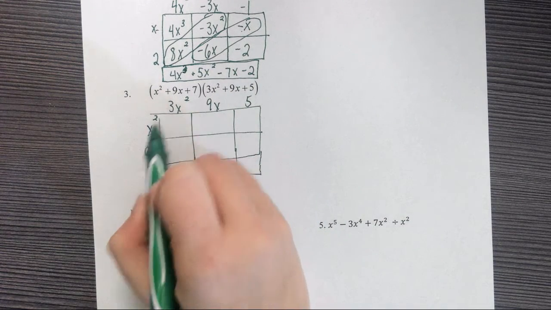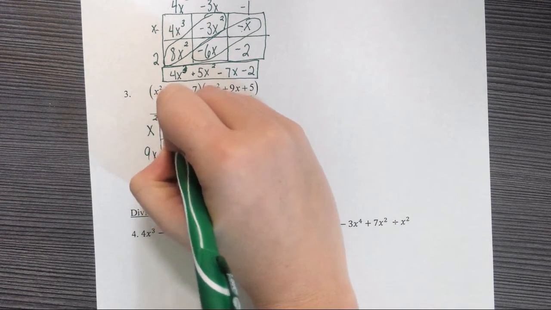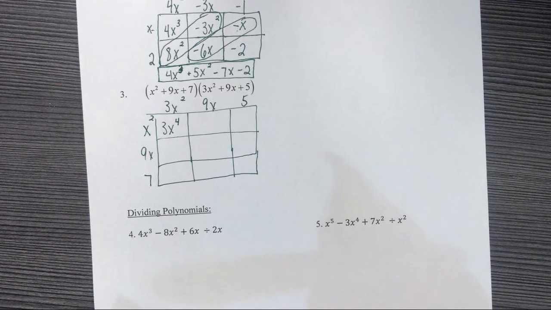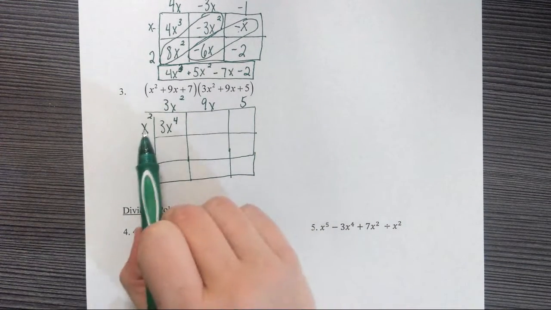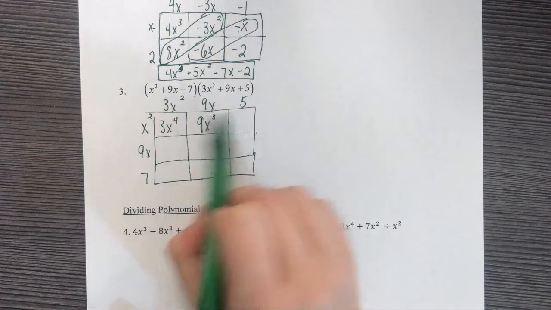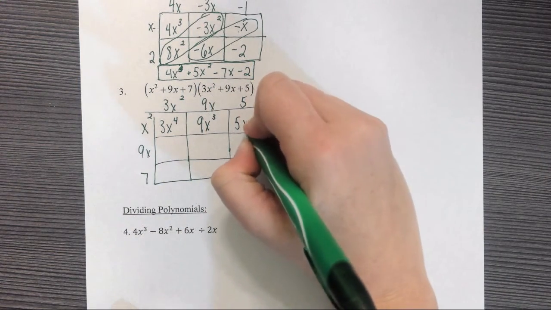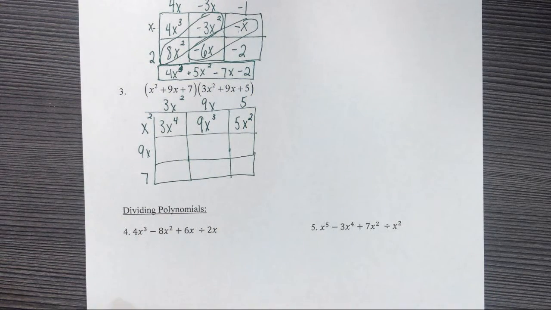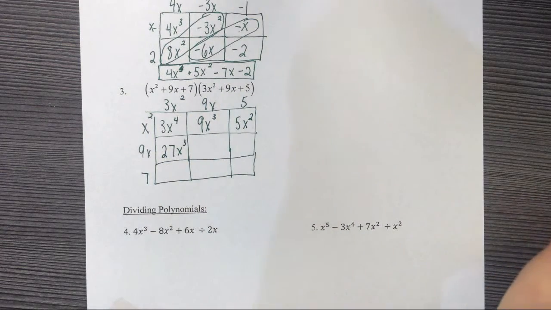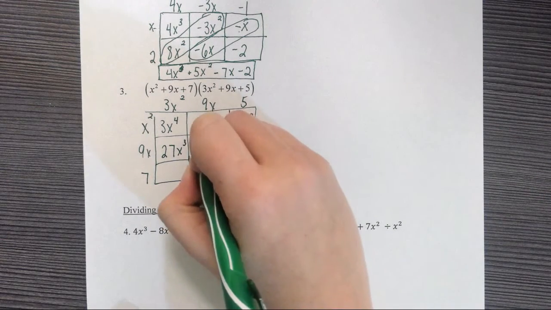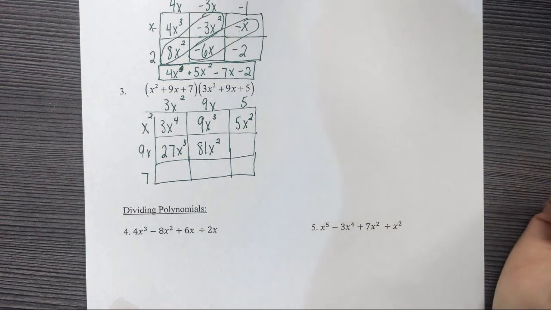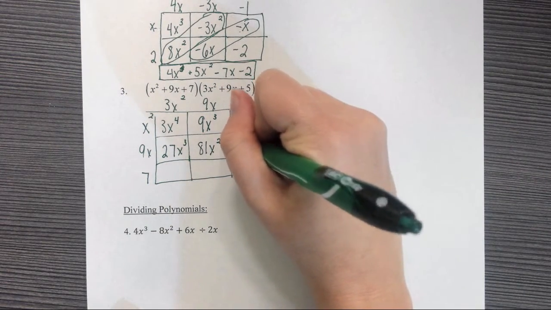Okay, so then we multiply 3x squared times 3x squared is going to be 9x to the 4th. Remember, when you're multiplying variables, you add the exponents. So then x squared times 9x is going to be 9x cubed. X squared times 5 is going to be 5x squared. 3x squared times 9x is going to be 27x cubed. 9x times 9x is 81x squared. 9x times 5 is 45x.